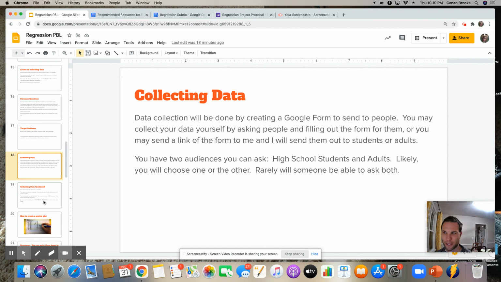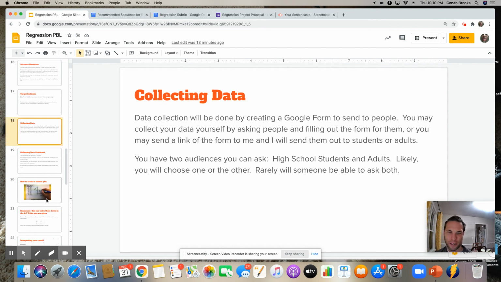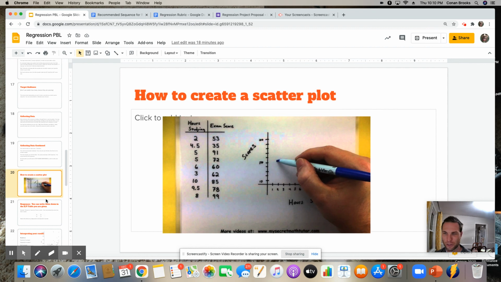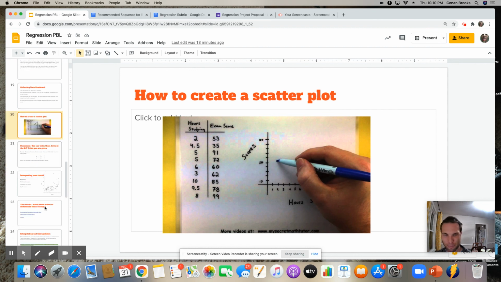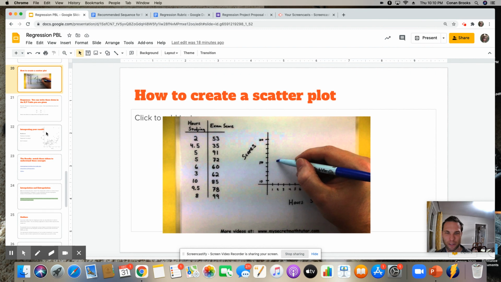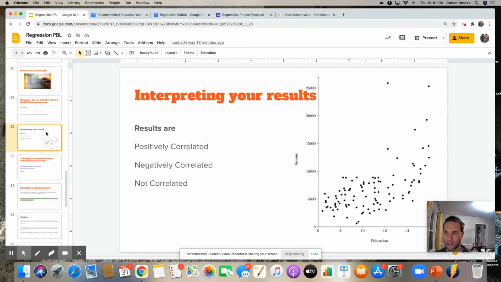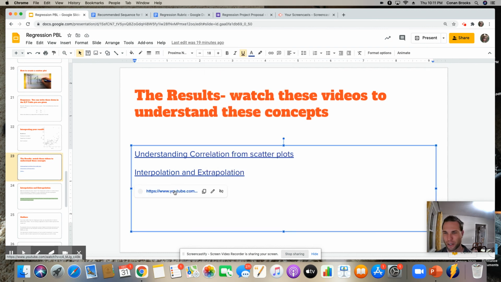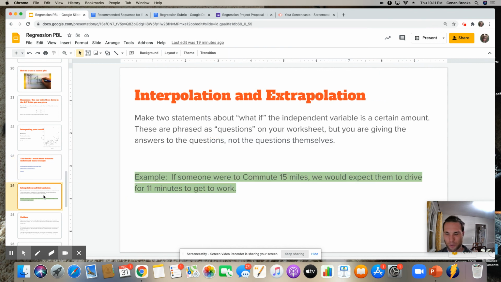More about collecting data. You will make a Google form. I'm going to show you how to do it successfully here in another video. And then there's resources like how do you create a scatter plot. Again, we're going to use Google Sheets, hopefully. If you really want to do it on paper, you can. And then over here, it just starts talking about different ways what you're going to do, understanding correlation and causation and interpolation. You need to go through and watch these videos on day one. So each of these links to a video. You need to go ahead and watch those day one so you know what you're doing.